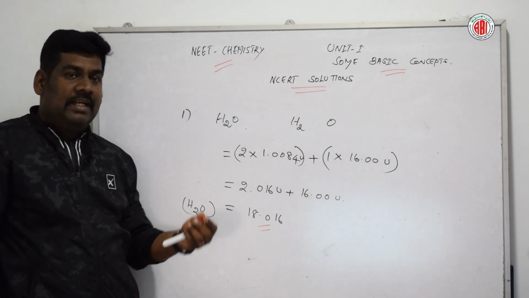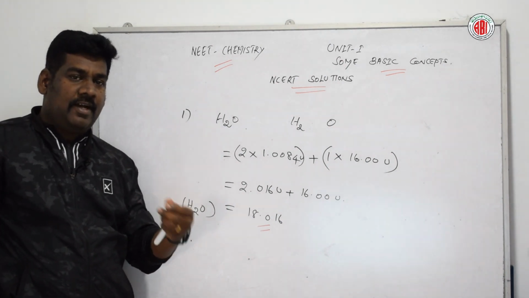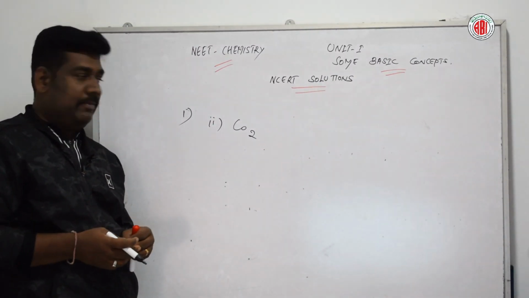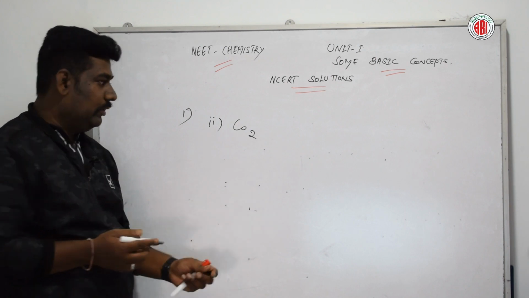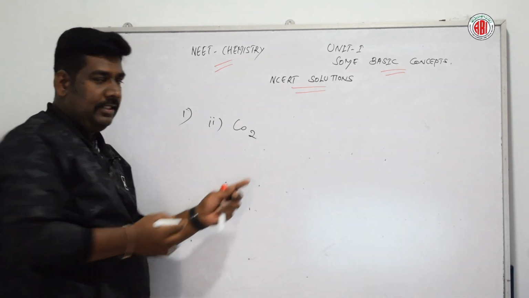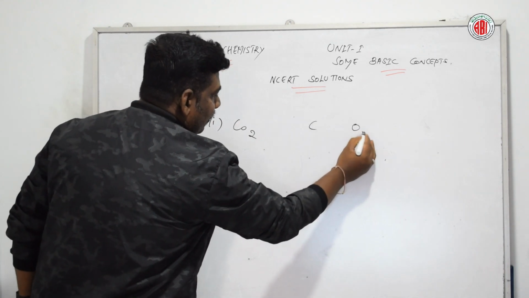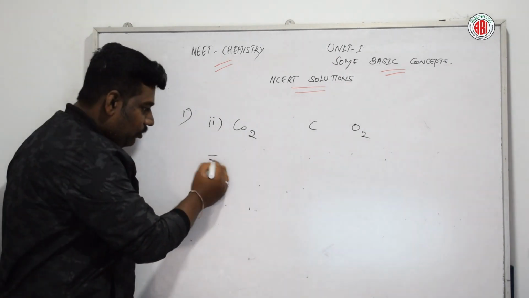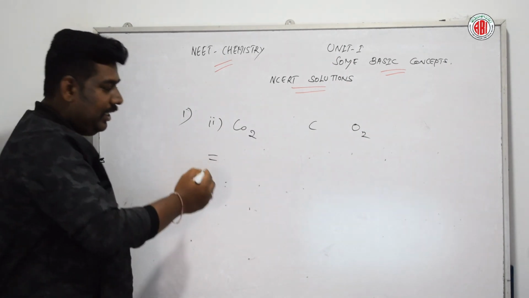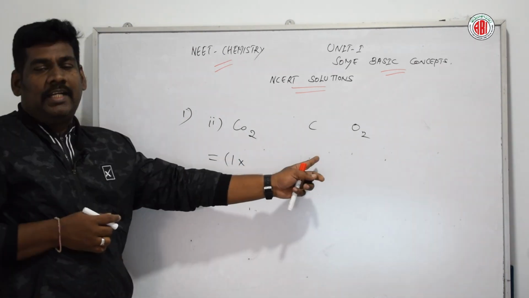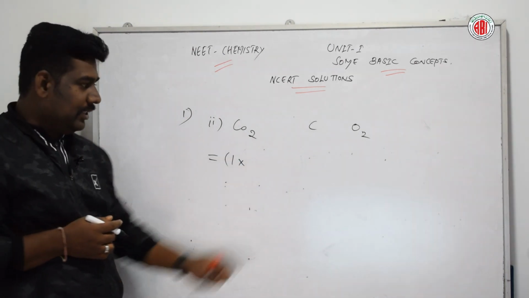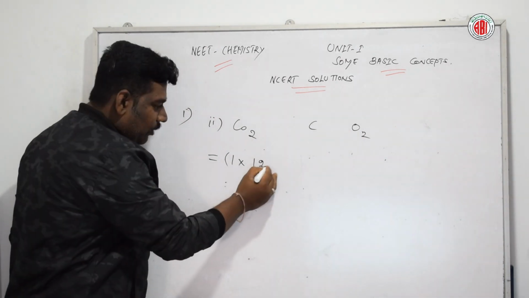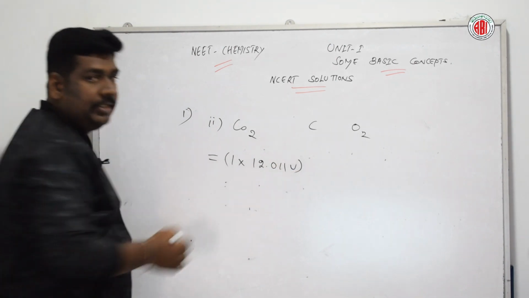Now let us find the molecular mass of carbon dioxide. Similar to H2O, we are going to find the molecular mass of carbon dioxide. Here two elements are there, carbon and oxygen. First, the number of carbon atoms is 1. So 1 into the atomic mass of carbon. The atomic mass of carbon is approximately 12.011 atomic mass units.